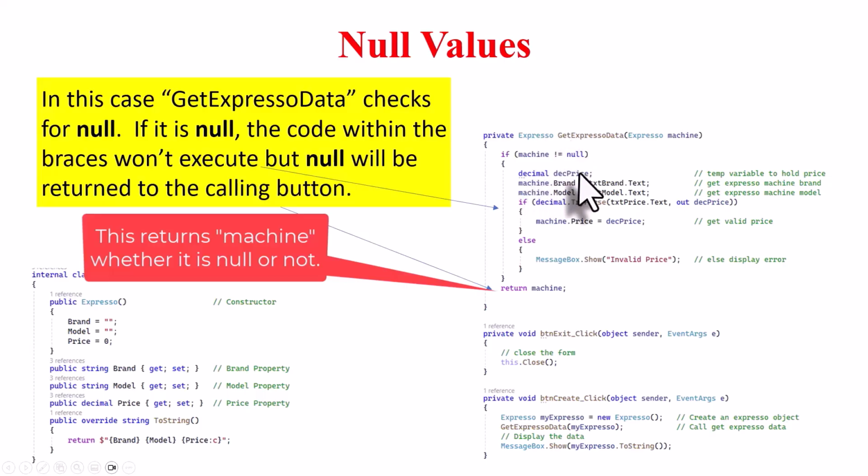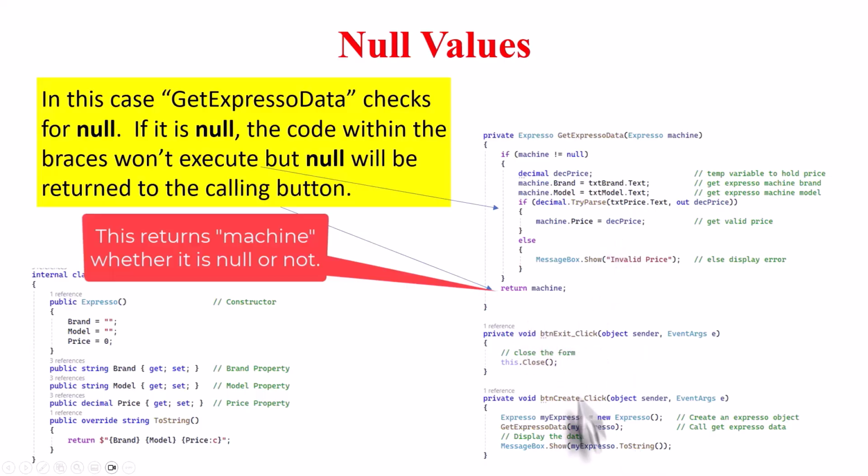It goes through the process of getting the decimal price, the machine, and the brand and model from the text box, and then tries to do a TryParse. We get the number and return machine. So we're returning it to this thing right now. Basically it comes back to here, and we can display the data. My message box show my expresso ToString, and it works just fine.